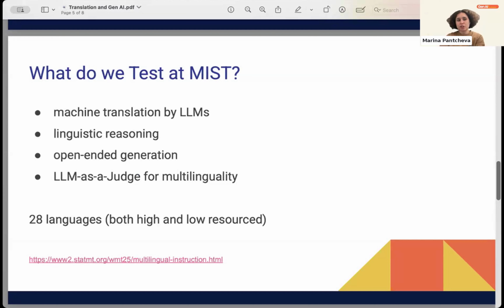And also we want to challenge models on linguistic reasoning. Maybe some of you know linguistic problems which are given in different strange, low-resource languages, and people, usually students, try to reason and find out what the right word in this language is based on the given information. Also, we will have open-ended generation. It's about instruction tasks that combine translation with something else. And also we encourage participants to build an LLM as a judge for multilinguality. It's also a challenging thing, given that we are used to doing it only in English and a couple of high-resource languages. And we will do it for 28 languages, both high and low resourced.